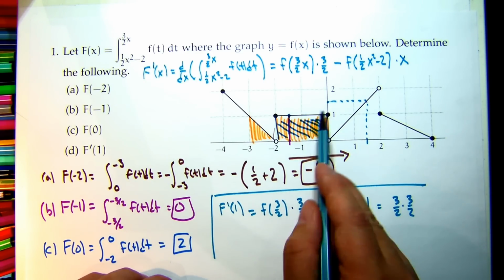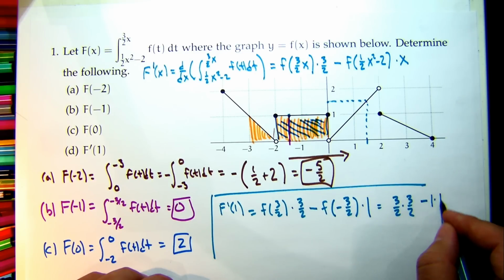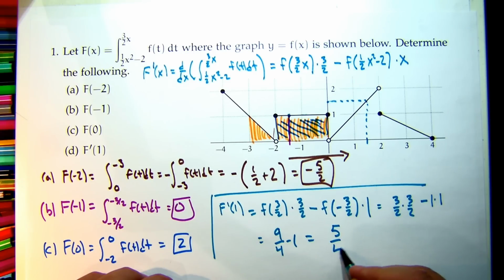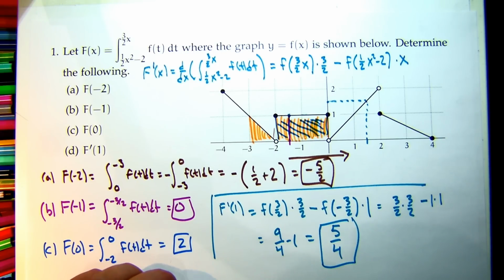It's 1. So minus 1 times 1. Or 9/4 minus 1, also known as 5/4. All right, and that's the first problem.